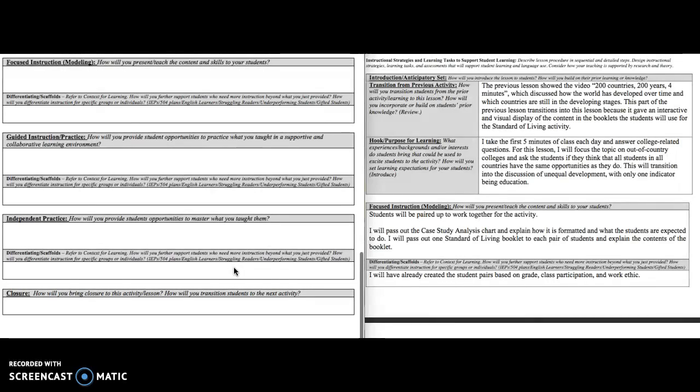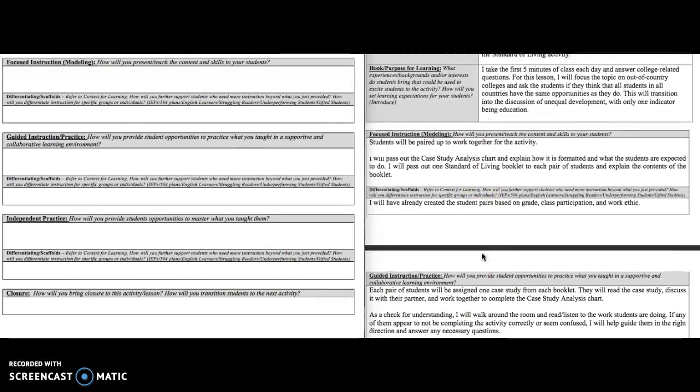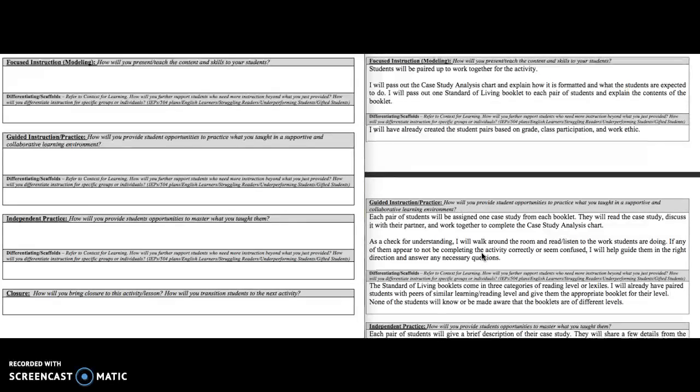Next, we go into the I do portion, which on the lesson plan is stated as focused instruction modeling. So essentially how the teacher will present or teach the content and skills to the students prior to them engaging in the material themselves. So here, students will be paired up, work together for the activity. She'll pass out the charts and explain how it is formatted, what students are expected to do, and then pass out the other materials as well.